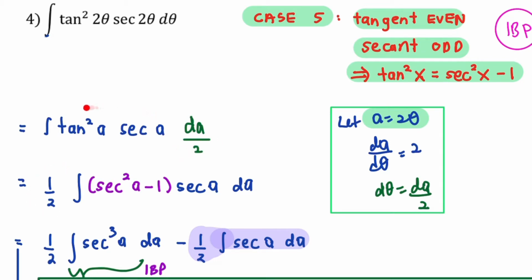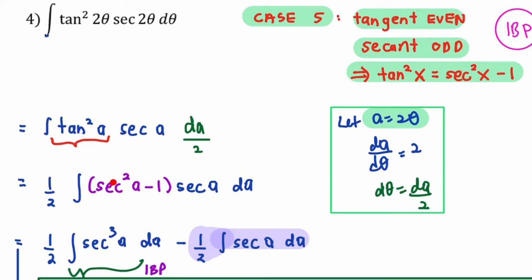Let's focus on this function here, tangent squared a secant a. You can see here that this is case number 5 because your tangent is even and your secant is odd. So let's do this. Whenever you have tangent squared a, let's change it with secant squared a minus 1. So 1 over 2 is constant, put it outside. Integrate, tangent squared a is secant squared a minus 1, secant a, just rewrite it back, and this is left with dA.